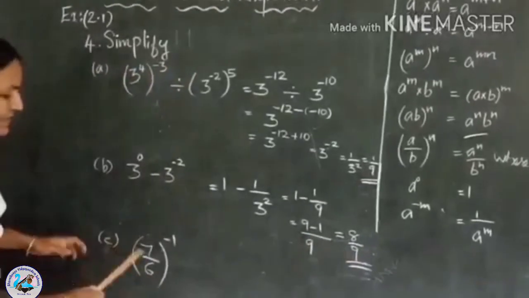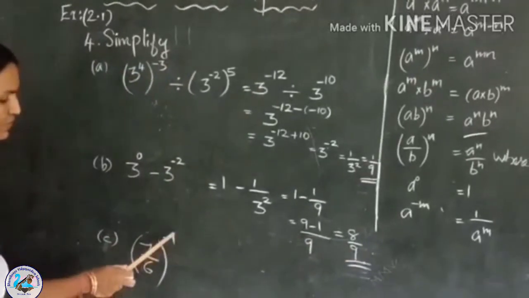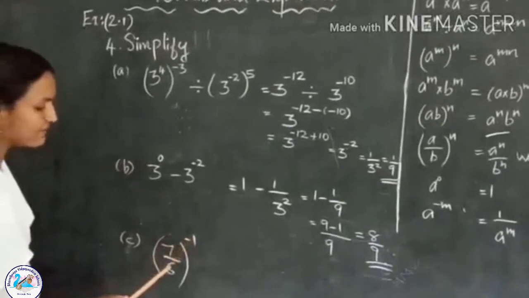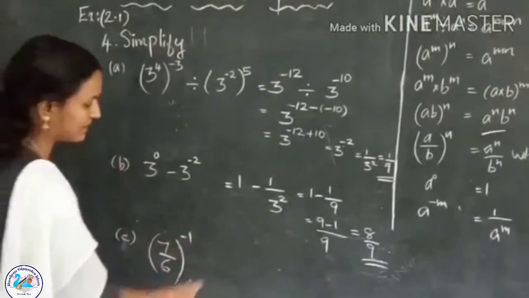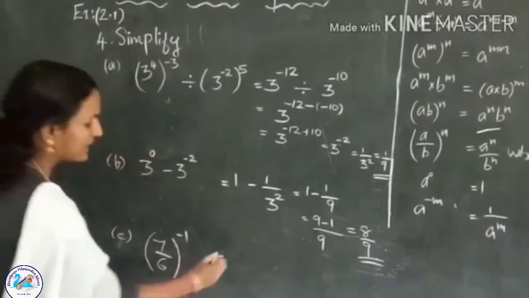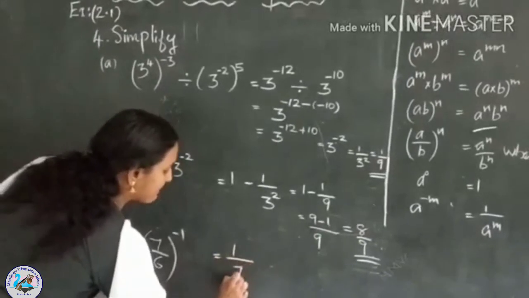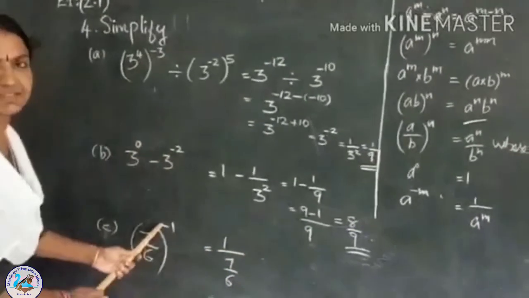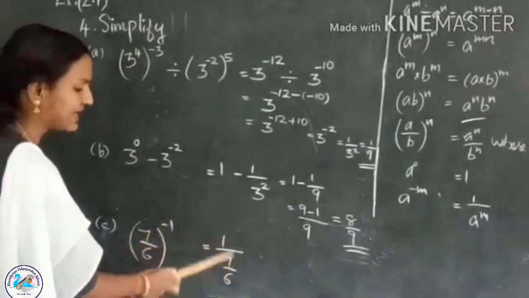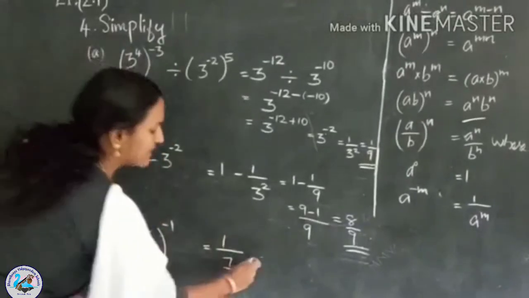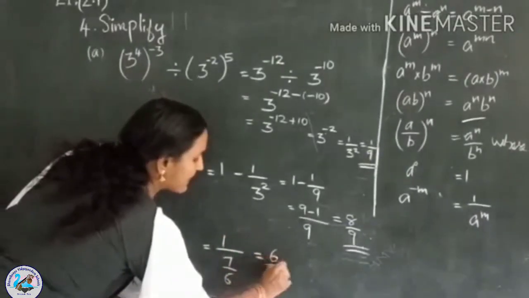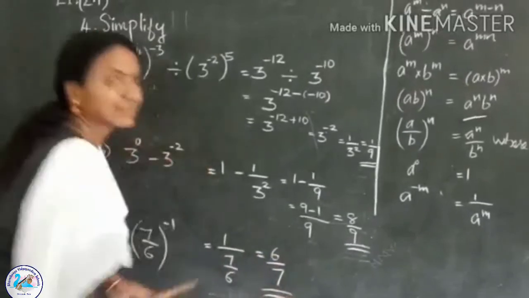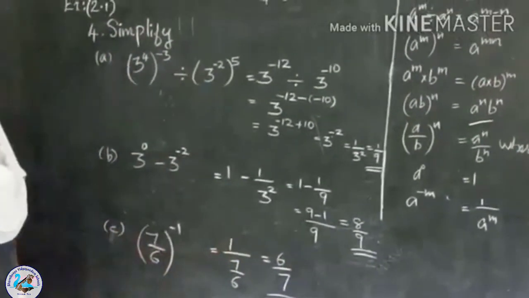The last question, 7 by 6 the whole raised to minus 1. 7 by 6 the whole raised to minus 1 is equal to 1 by 7 by 6. A power minus 1 is equal to 1 by a. So 1 by 7 by 6 is equal to 6 by 7. The answer is 6 by 7.